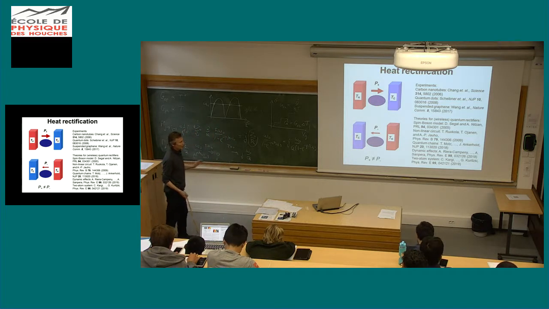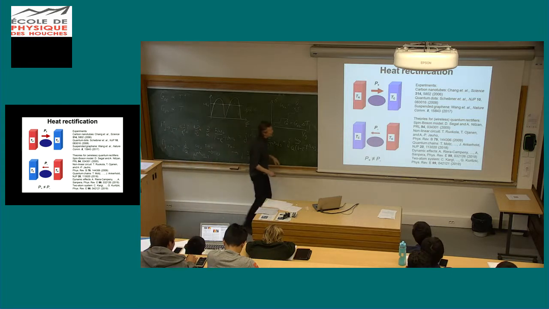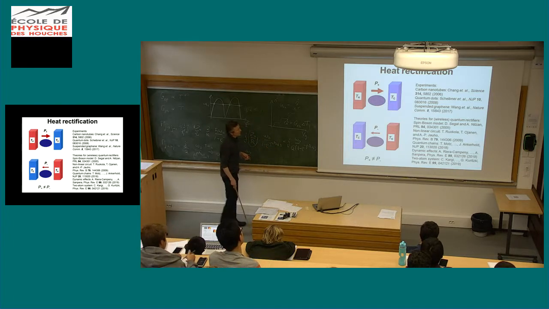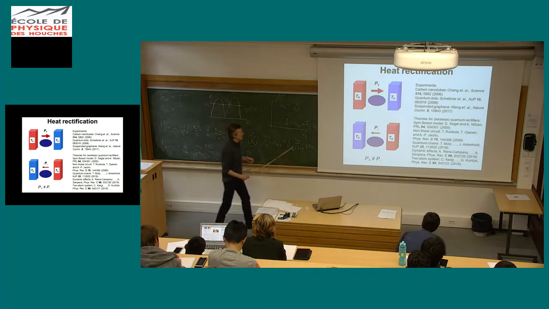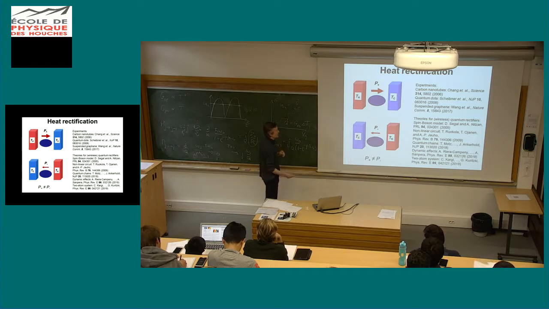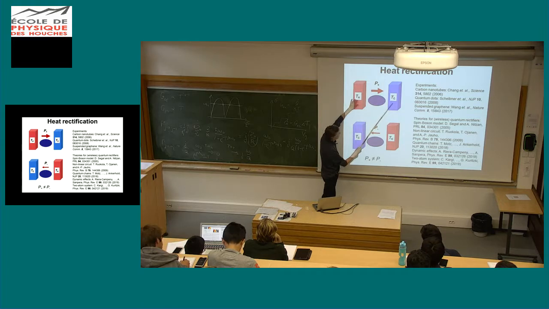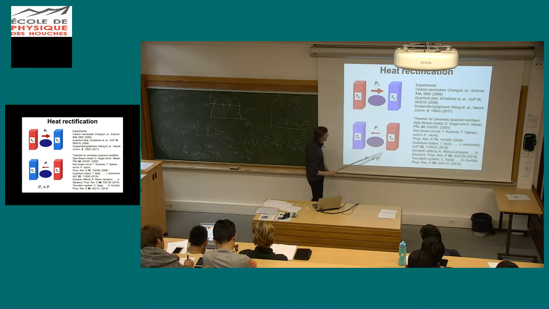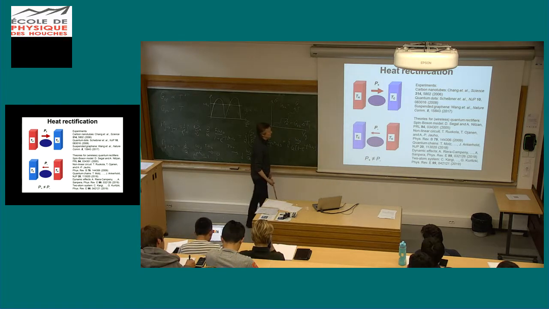So let me explain some very recent stuff. There's a hot topic about heat rectification. So what does it mean, heat rectification? Let's take 2 baths, and you have something in between here, which does the rectification. So let's create a temperature bias, this is hot, cold, and you measure the power, and then you make the opposite temperature bias, hot, cold, and you measure this reverse power.